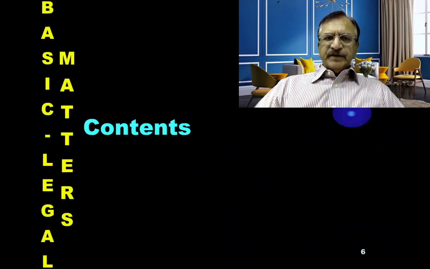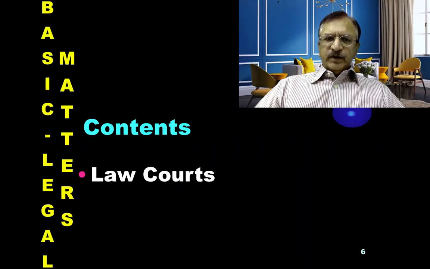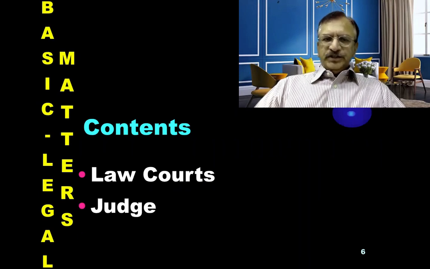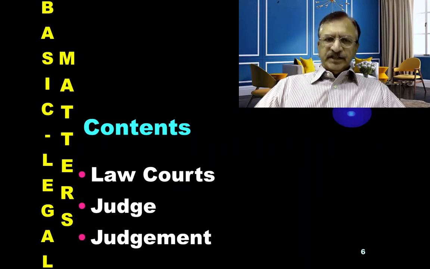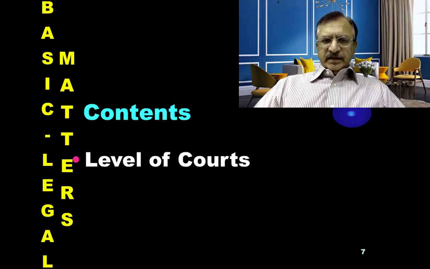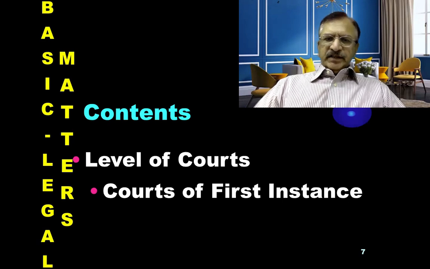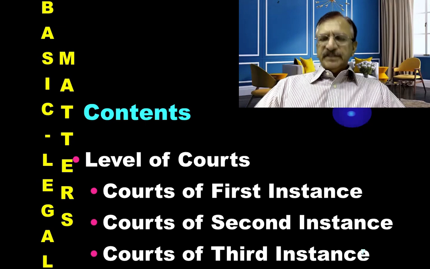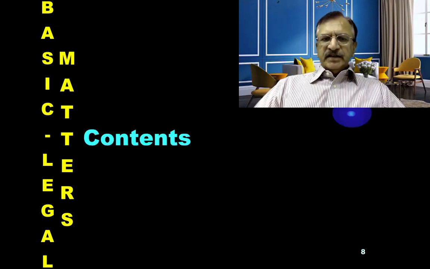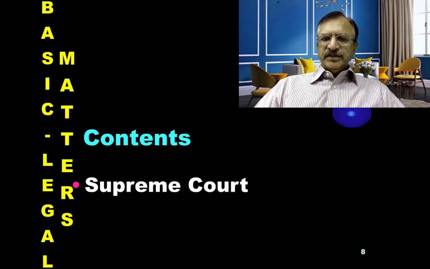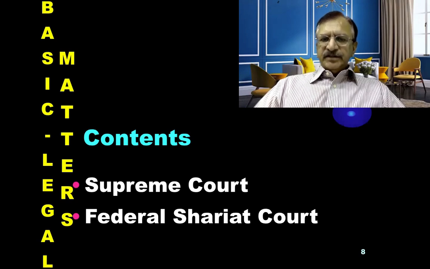So the contents of my talk will be that we'll be understanding what are law courts, who is a judge, what is meant by judgment, and what are the various levels of courts in our country, that is courts of first instance, courts of second instance, and courts of third instance. And then the highest level, which is the Supreme Court in the country, and the Federal Shariat Court, which is prevalent in Pakistan.